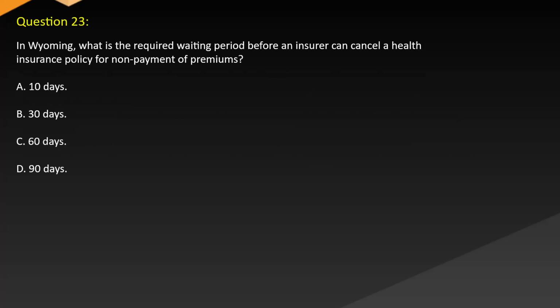Question 23. In Wyoming, what is the required waiting period before an insurer can cancel a health insurance policy for non-payment of premiums? A. 10 days. B. 30 days. C. 60 days. D. 90 days.